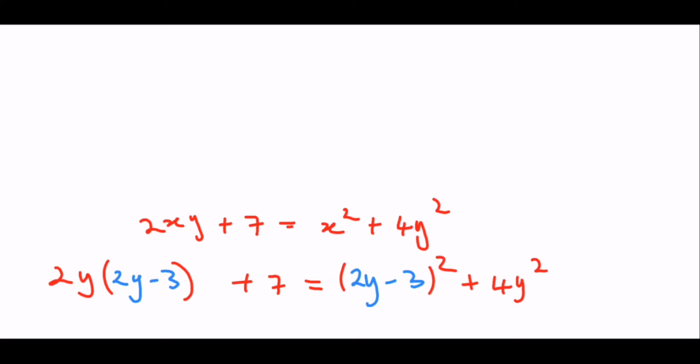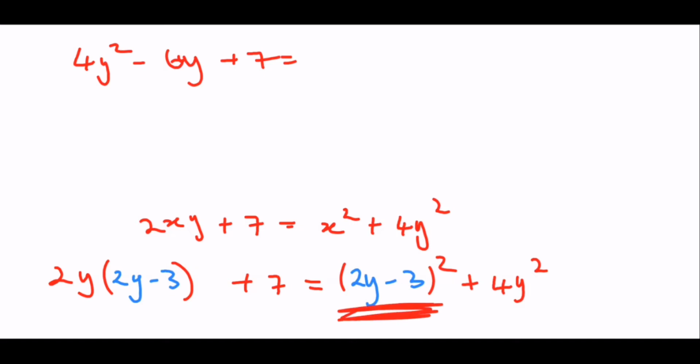Okay, so 2y times 2y gives us 4y squared. 2y times negative 3 gives us negative 6y. This bracket we're going to have to square out, and then let's write our values for all of that. So the first one is 4y squared minus 6y plus 7 equal to, let's square this bracket out now.